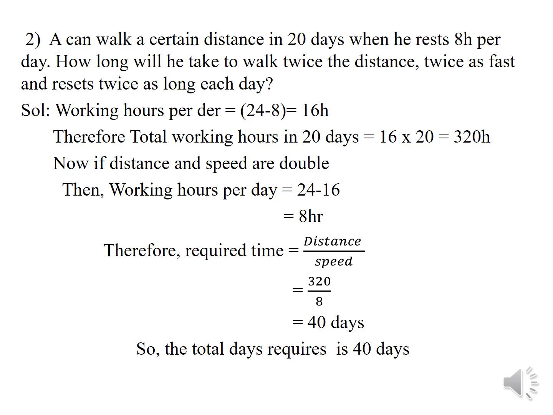Move on to the next line. Since we know the formula for time, that is distance by speed. Here total distance remains the same, no? Since the new walking time is half of the original and the speed is doubled, the number of days will remain the same. So that's 320 by, here total working hours is 8, no? So 8. After cancellation in 8th table we got 40 days. Therefore total days required is 40 days.